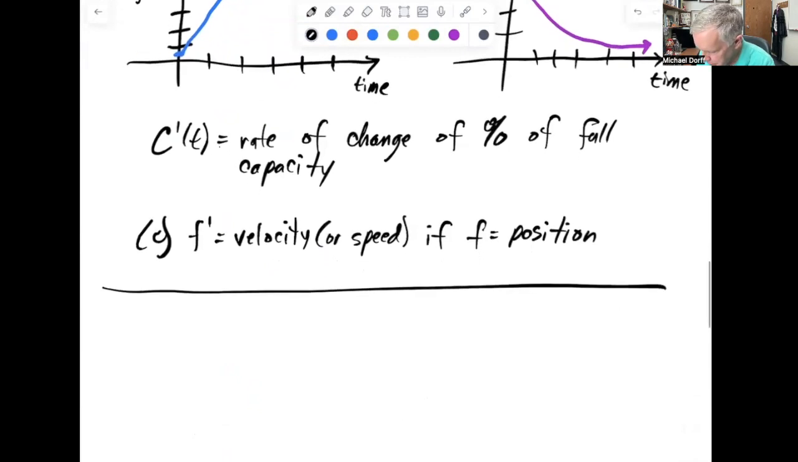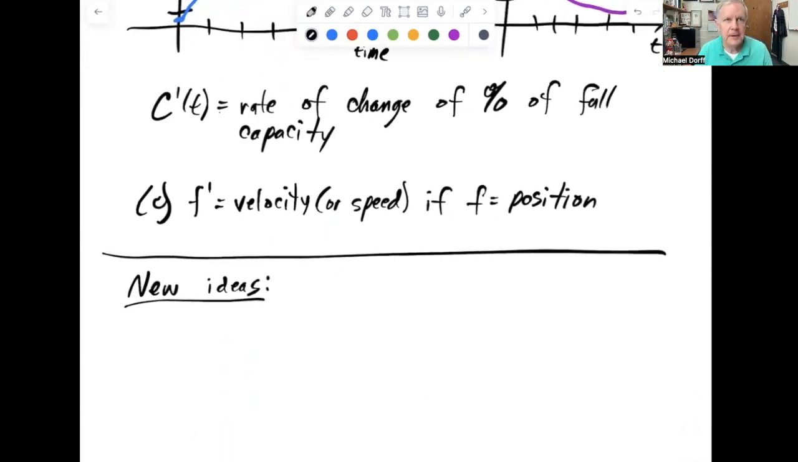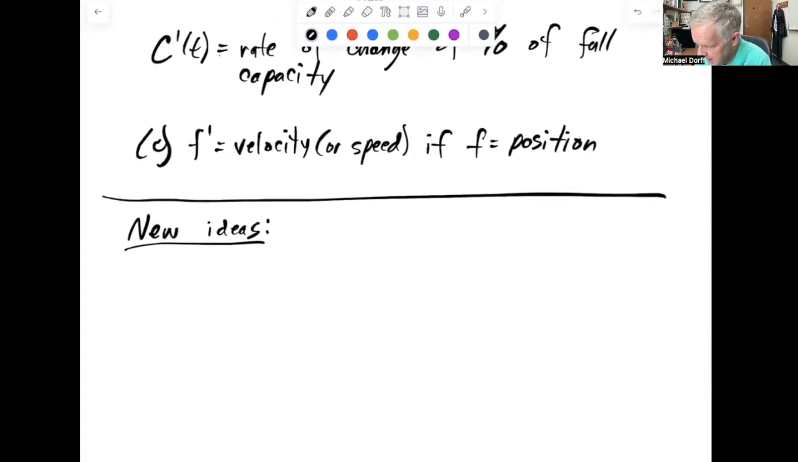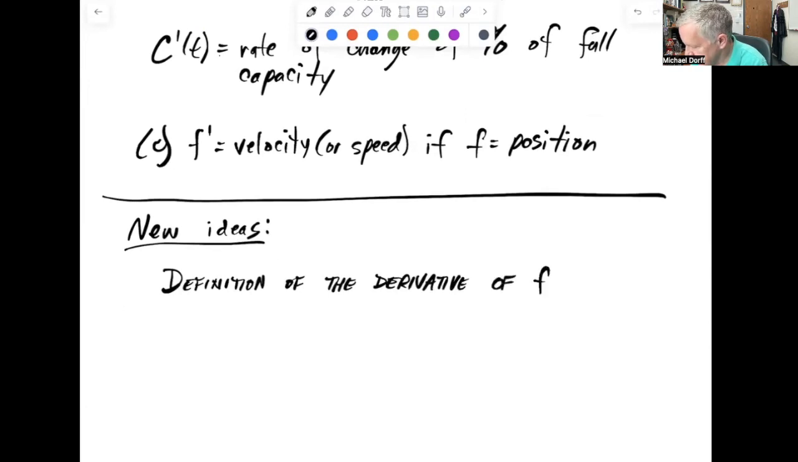So what's new? So new ideas here. Well, as we just mentioned, we talked about the derivative of a function at a point. Well, we could change this so it doesn't have to be just at a particular point, but it could be the derivative for any value in the domain of the function. And this is what we're going to get. We're going to get the definition of the derivative of a function f.